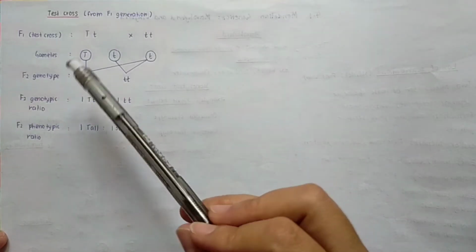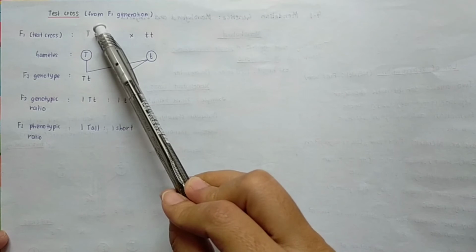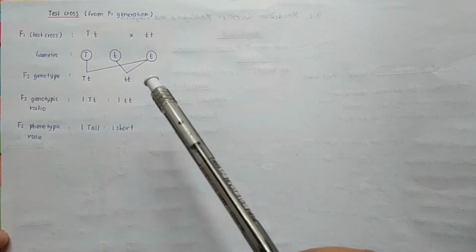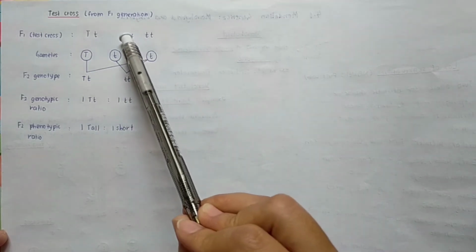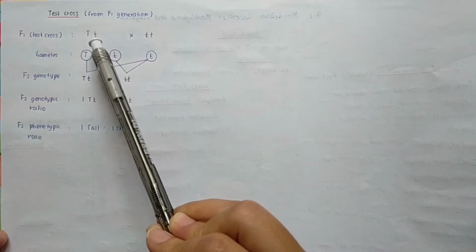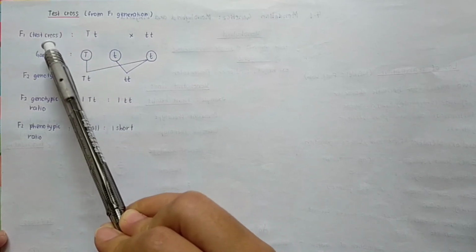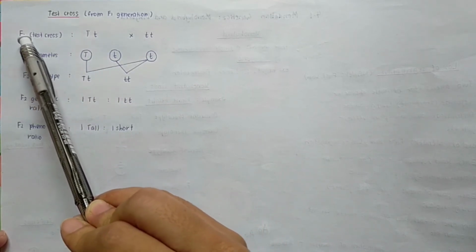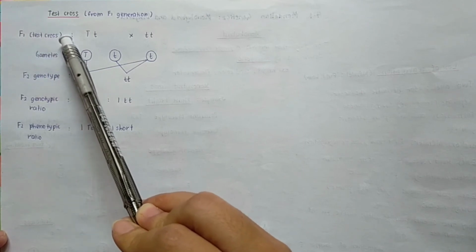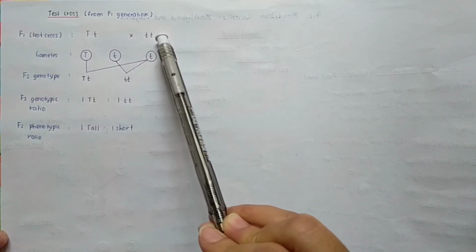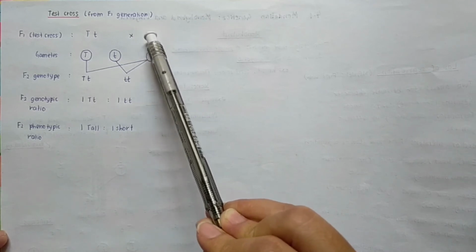Okay, so now we look at the test cross. Let's say you want to do the test cross from the F1 generation. Remember again, what is a test cross? It is the crossing that involves an individual that has the dominant phenotype with unknown genotype, with a homozygous recessive. So you have to cross it with homozygous recessive. Since from the F1 generation we already know its genotype is heterozygous, you just do the test cross of the F1. So write F1 in brackets, test cross. Capital T, small t, you have to cross it with homozygous recessive, small t, small t.